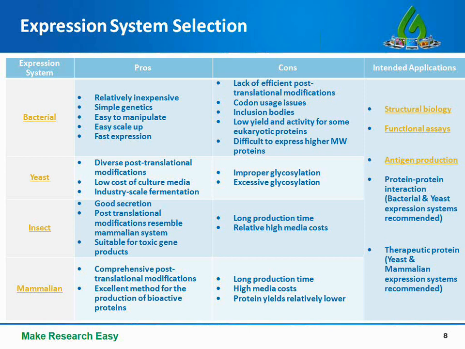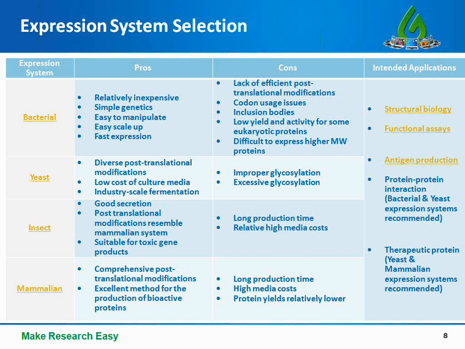Let's take a look at the pros and cons of each expression system. Bacteria expression system is the most inexpensive one among the four. It has simple, well-known genetics, it's easy to manipulate, and easy to scale up with the fastest production time. However, as a prokaryotic expression system, it lacks efficient post-translational modifications and may have a codon usage bias when expressing some eukaryotic proteins, causing insoluble expression, low yield, and activity. It's also difficult to express proteins with high molecular weight. If your target protein is subject to post-translational modifications or has high molecular weight, you need to consider using eukaryotic expression systems like yeast, insect, and mammalian cells.